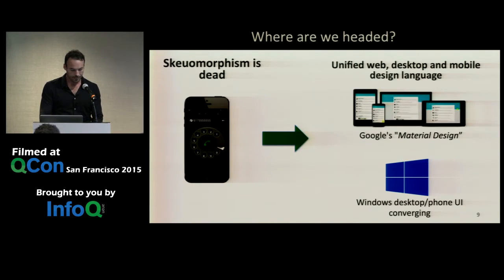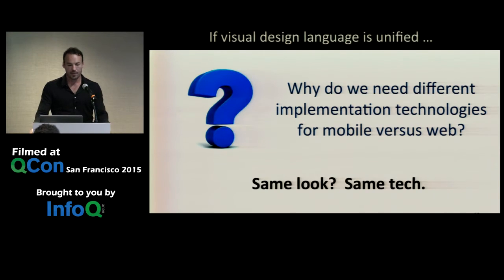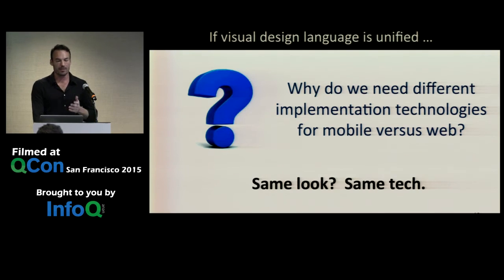So if we have a single visual design language across desktop and mobile, and if we want the behavior to be consistent wherever it can be, then that's one reason down for having a mobile-specific framework. It doesn't make sense from the point of view of creating a different look and feel or a different behavior.